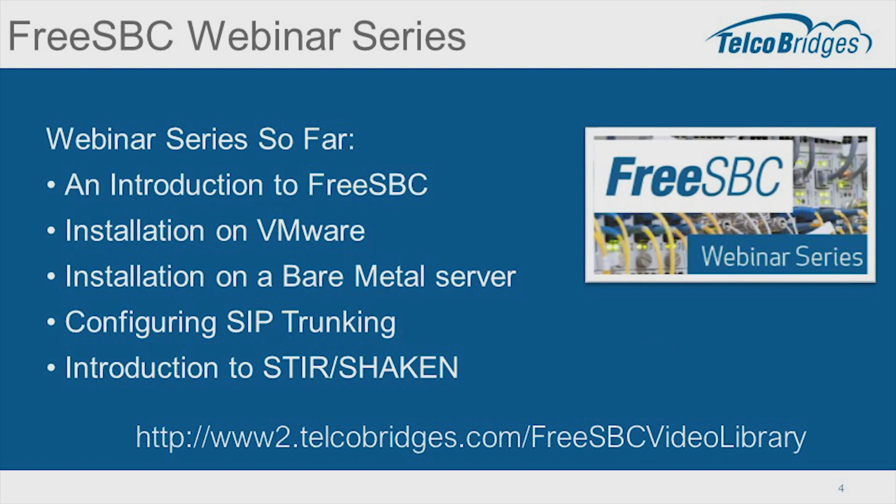So, a quick look back. This series started with an introductory session where we described the capabilities and services included in FreeSBC, along with its unique business model. After that, we showed how to install FreeSBC on a bare metal server and also on a VMware virtualized server. From there, Luke showed how to configure FreeSBC with SIP trunks. And last month, we explored the means of curbing robocall fraud with a STIR/SHAKEN integration with TransNexus. If you missed any of the previous sessions, recordings are available in the freesbc.com video library, and you can also find them on YouTube.